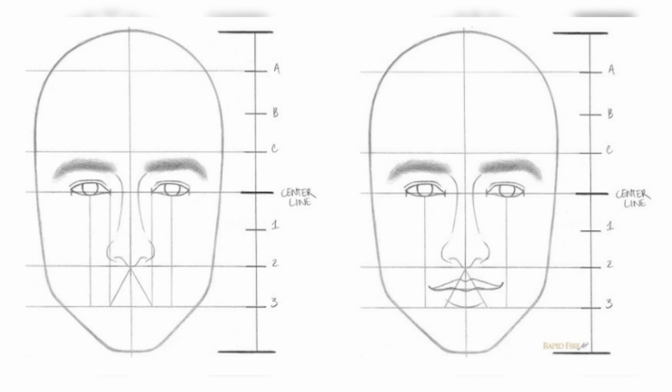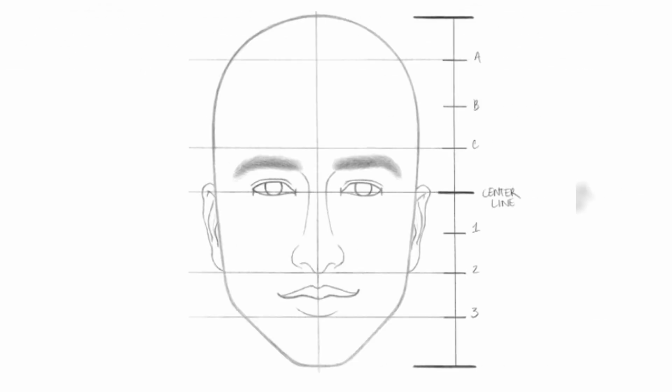The eyebrows generally start aligned with the inner corner of the eye and extend to the outer edge. Just place the ears between the eye line and the nose line, slightly angled if needed. Now draw the hairline starting slightly above the top of the head.